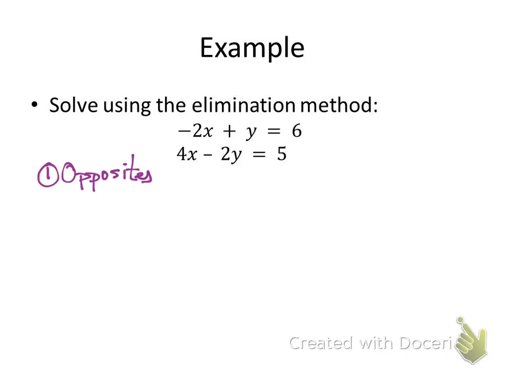Create opposites by picking a variable that would be easy to multiply by to create the opposite. So again, the first equation, let's multiply the first equation by 2. It's not always going to be the first equation. It's not always going to be 2. But let's do it.